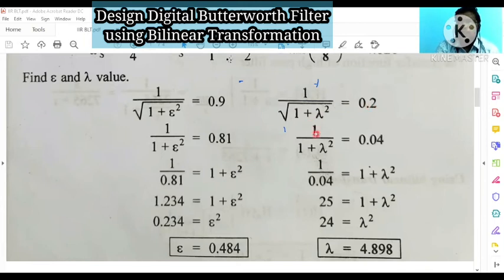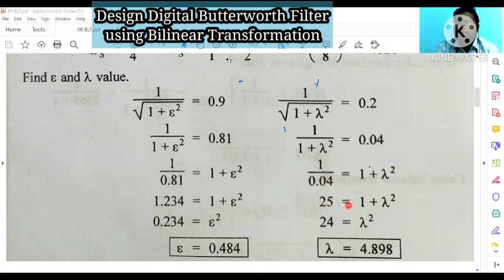Now taking squaring on both sides. So now 1 by 1 plus lambda square equal to 0.2 whole square, which means 0.04. When this term comes into the left hand side, it goes down into the denominator side, and the denominator portion moves into the numerator part. See, this is a certain rule, right? So 1 divided by 0.04 is equal to 1 plus lambda square.